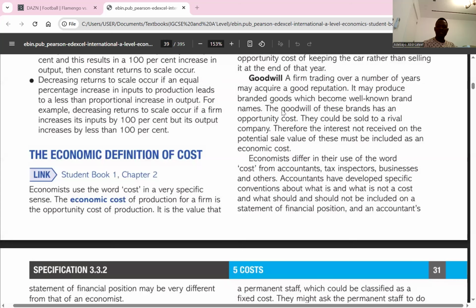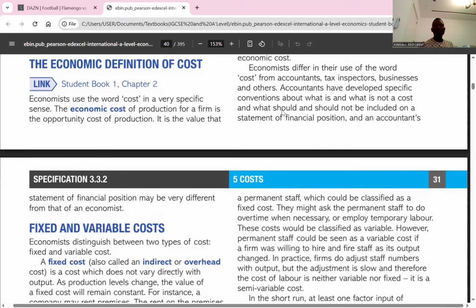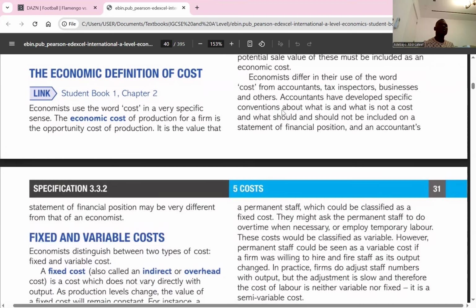We'll continue with economics A level, cost. So today we're going to look at the economic definition of cost. When we talk about the economic definition of cost, we are simply talking about opportunity cost. The economic cost of production is what? The opportunity cost of production. So yeah, the economic cost of production for a firm is the opportunity cost of production.